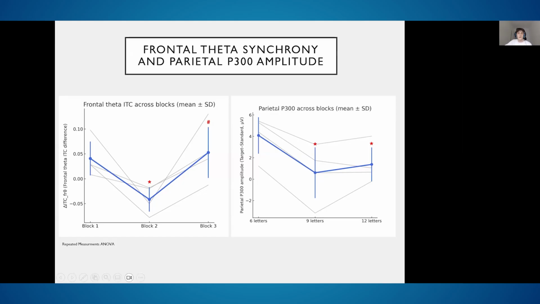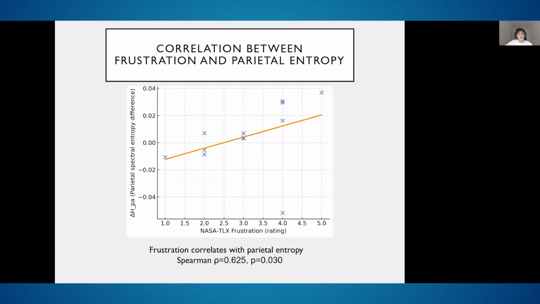In contrast, the parietal P300 across blocks shows a strong decrease under medium load, and it stays low under a high load. So it reflects a limitation of parietal evaluation and working memory processes that cannot fully recover.